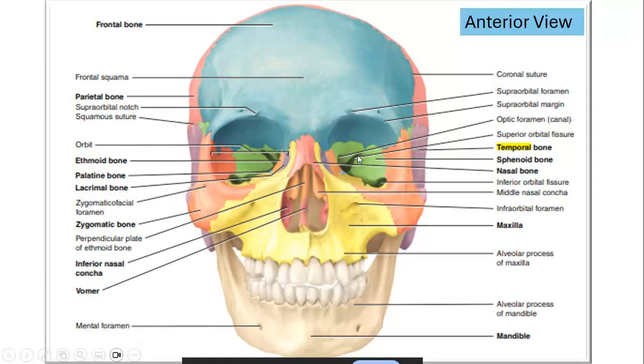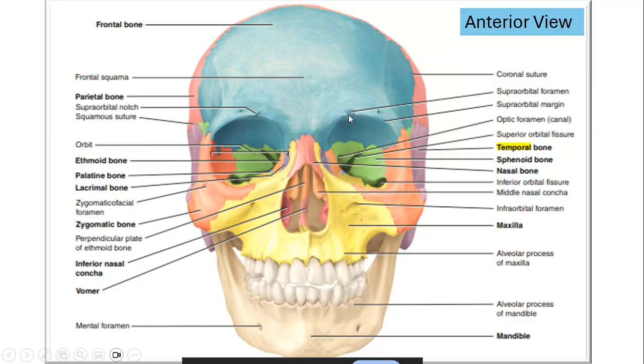Superior orbital fissure. This is a superior orbital fissure. Optic foramen canal. This is the optic foramen canal. Supraorbital margin. This particular is a supraorbital margin. Supraorbital foramen. Okay, supraorbital margin. This particular is our supraorbital margin.